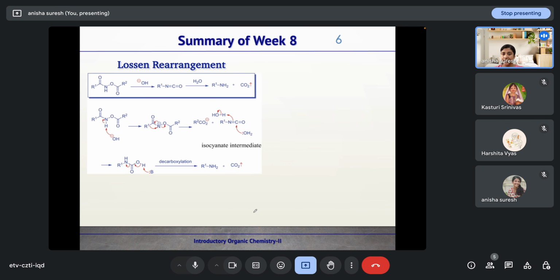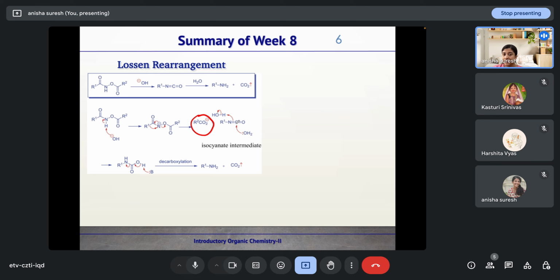Now coming to the Lossen rearrangement. Here we have a hydroxamate ester, and in the presence of a base it is getting converted into an isocyanate. So this is the hydroxamate ester. In the presence of the base, this proton on this nitrogen will be more acidic, so that proton will get abstracted. Now this lone pair on nitrogen will fall here, and this R will migrate to nitrogen, and this carboxylate will be removed. So we get this isocyanate intermediate.